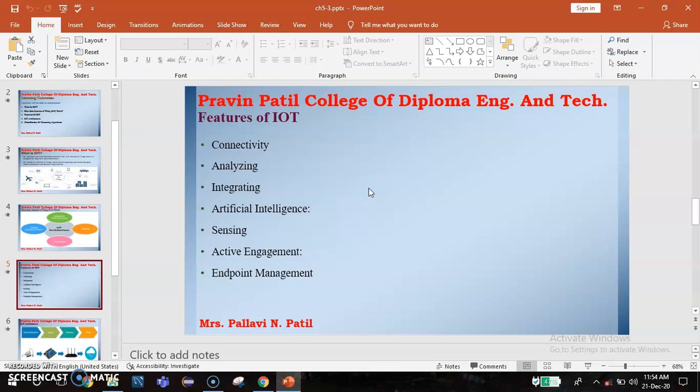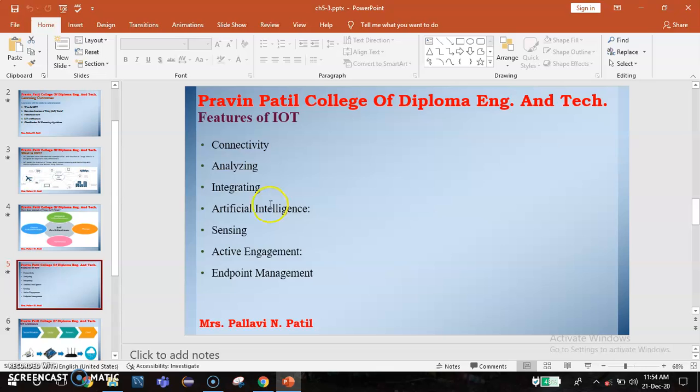Next is analyzing. After connecting all the relevant things, it comes to real time analyzing. The data is collected and used to build effective business intelligence. Next is integrating. IoT integrates various models to improve the user experience as well. The next is artificial intelligence. IoT makes things smart and enhances life through the use of data.